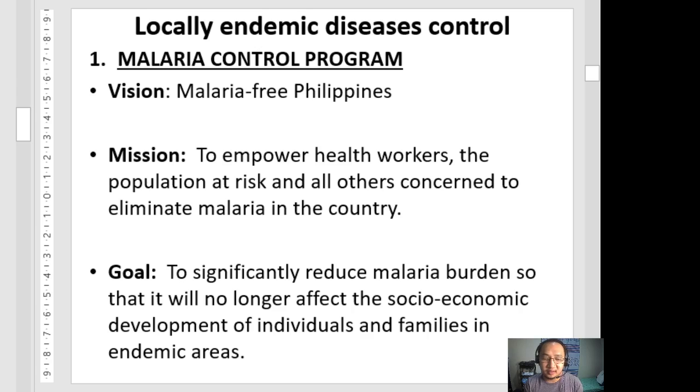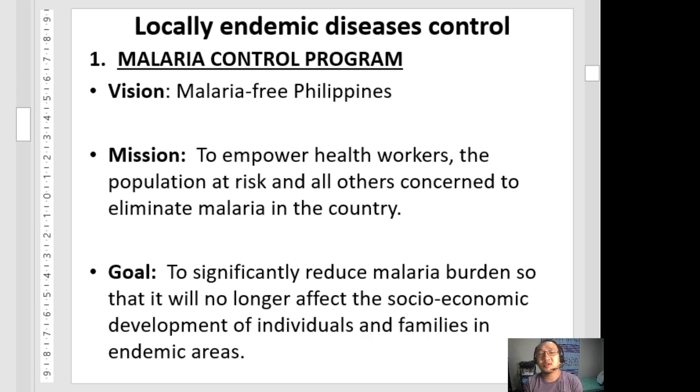mosquitoes. And again, the mosquito is not the one causing the disease. It is only a carrier, a vector. The one causing the disease is the plasmodium. Only infected Anopheles mosquitoes, not all Anopheles mosquitoes have the causative agent. Only the infected female Anopheles mosquito. So I will continue my discussion on malaria as we go on.